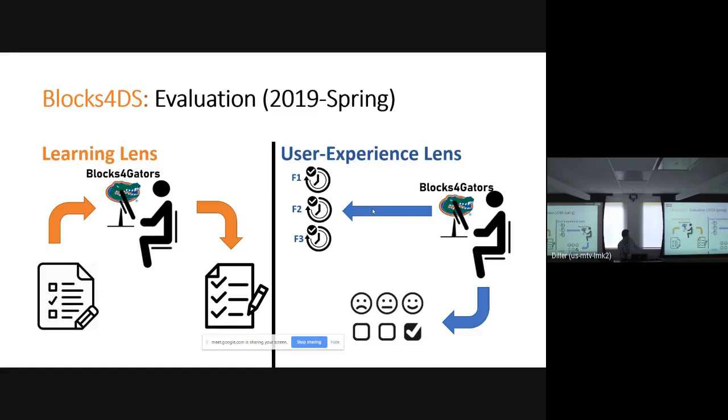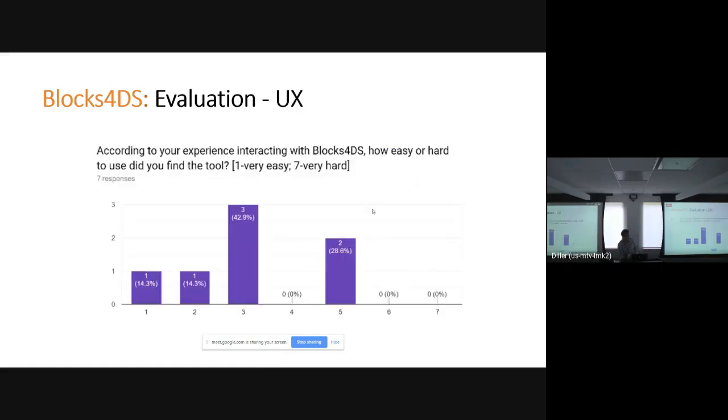And for the user experience lens, what we had was a fulfillment of a set of activities and checking the times that the students somehow spent to fulfill a complete assignment using, in this case, blocks for Gatos or blocks for DS. And finally, we also had a self-perception survey that the student answered right after interacting with the tool.